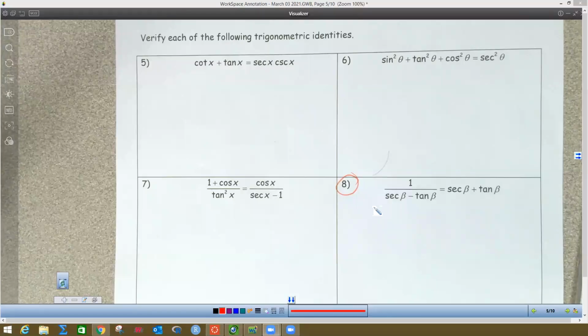Okay, so I'm going to do some off worksheet 5 today. The first thing I'm going to do is go ahead and work both sides of this one. I know you don't have to. So secant is 1 over cosine.